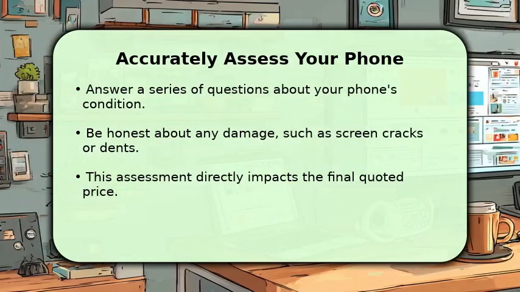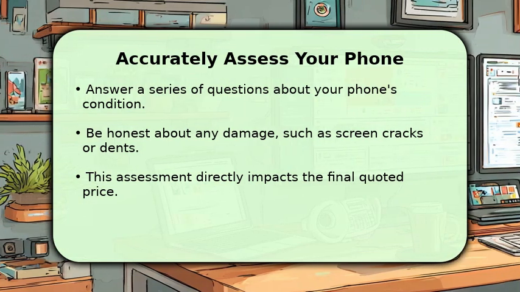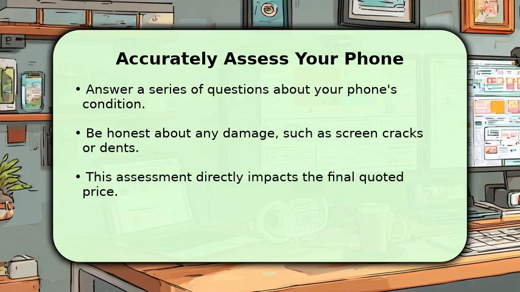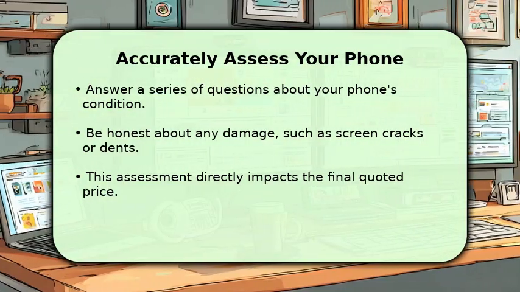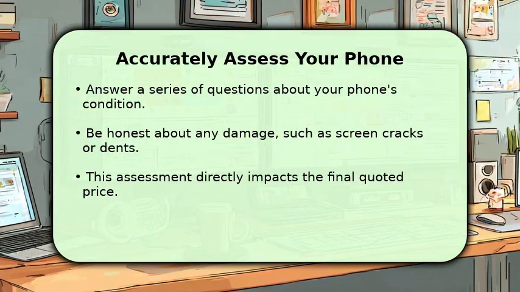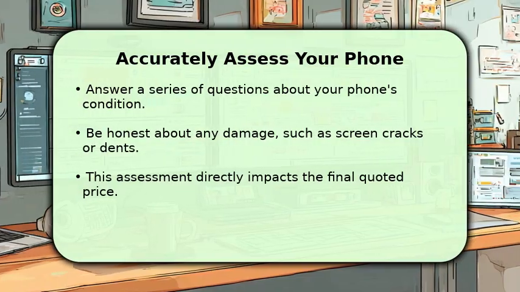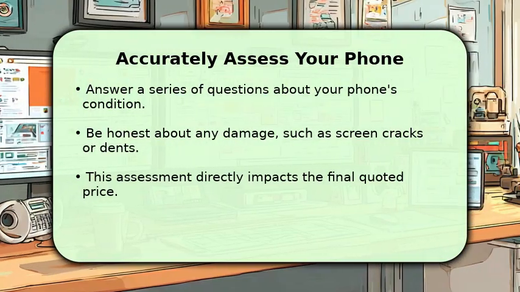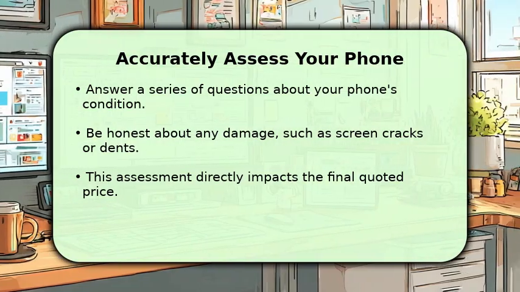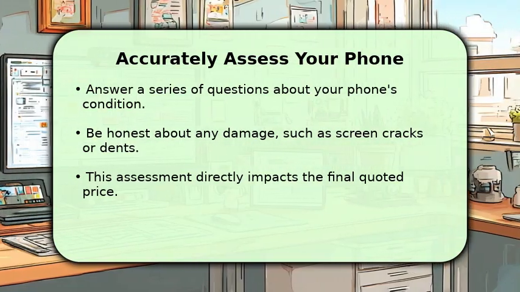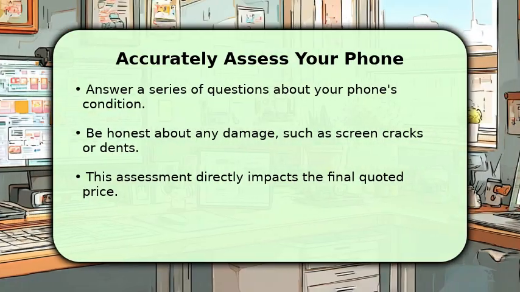Next, you will answer a few simple questions regarding your phone's current condition. These questions cover aspects like screen damage, body dents, and the functionality of components such as the camera or charging port. For instance, if your screen has minor scratches, select that option. Honesty here is vital for a smooth transaction, as the provided information forms the basis of your offer.